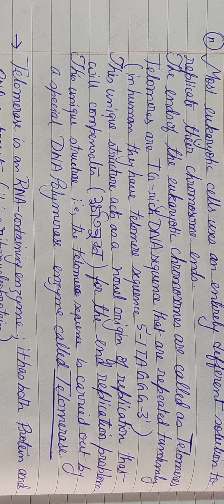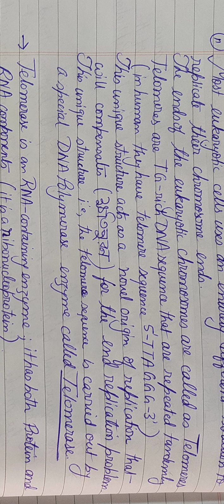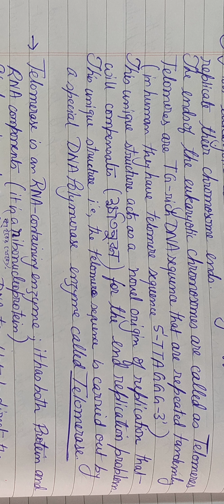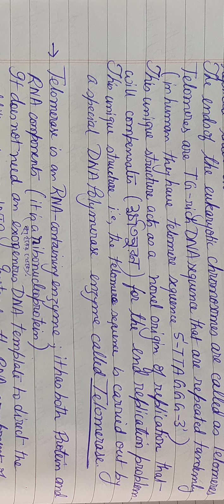Now this unique structure acts as a novel origin of replication, so that your DNA polymerase can bind and fill the gap that occurs at the end of your chromosome, the end of your DNA. In this way the telomere sequences overcome the end replication problem. Now who catalyzes this telomere sequence? There must be some enzyme, and the enzyme that catalyzes the formation of telomere is telomerase.